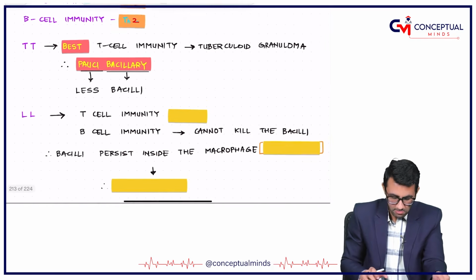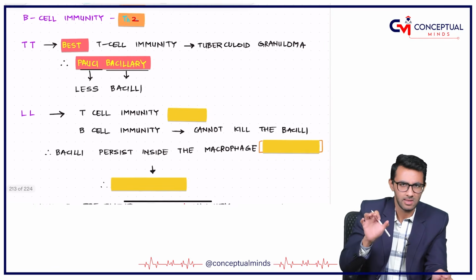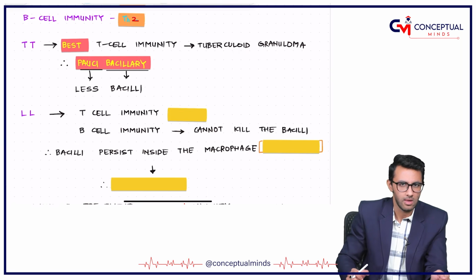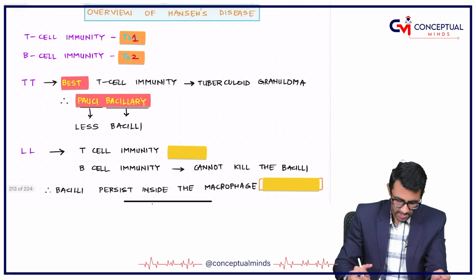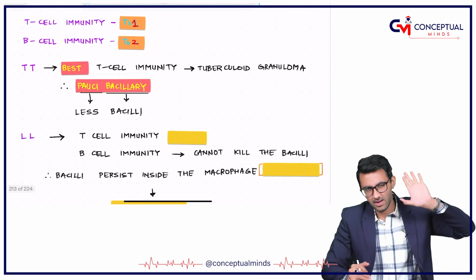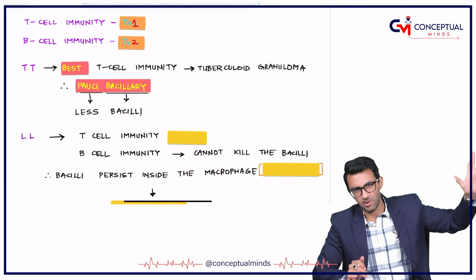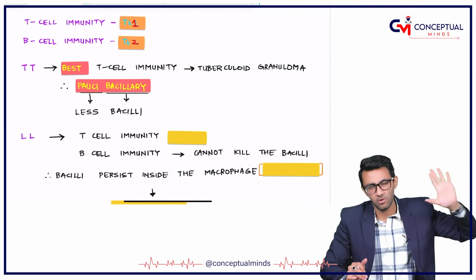Paucibacillary. What does pauci mean? Pauci means less. Bacillary means bacilli. So paucibacillary means fewer bacilli. Okay, so we are done with one point, that is the TT part. We are done with one spectrum of it, that is the left part, the one which has the good immunity.